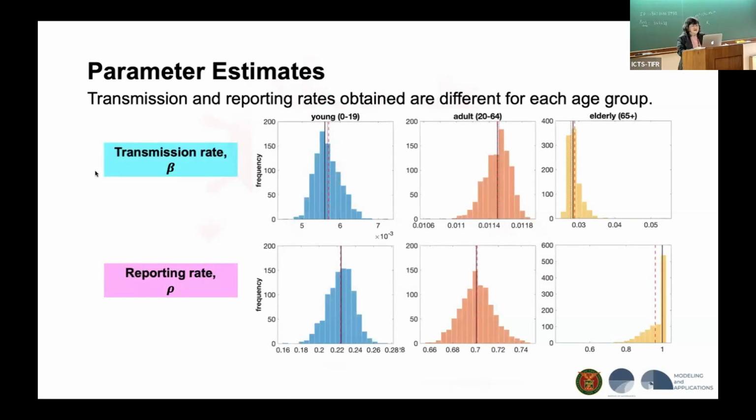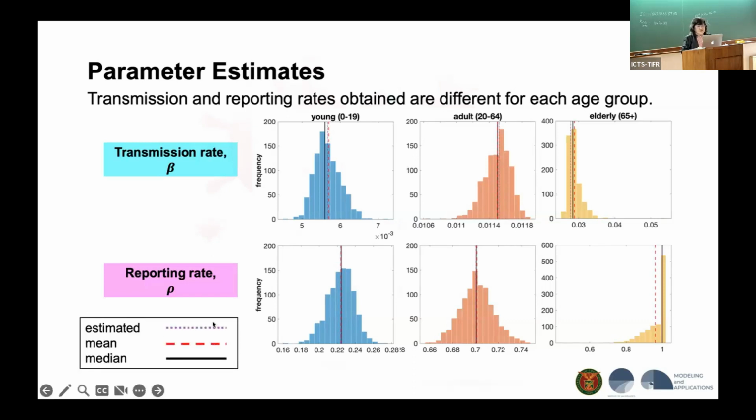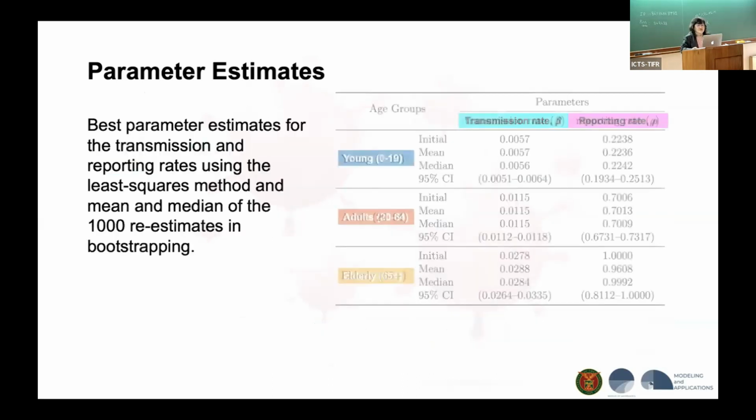This is the distribution of the 1,000 realizations in the form of histograms. You will see that our estimated parameters are the violet dots, the mean of those 1,000 realizations is the red dashed line, and the median is the black line. You can see that the three of them are very close to one another. Also, we put them in a table form. So here is the table.